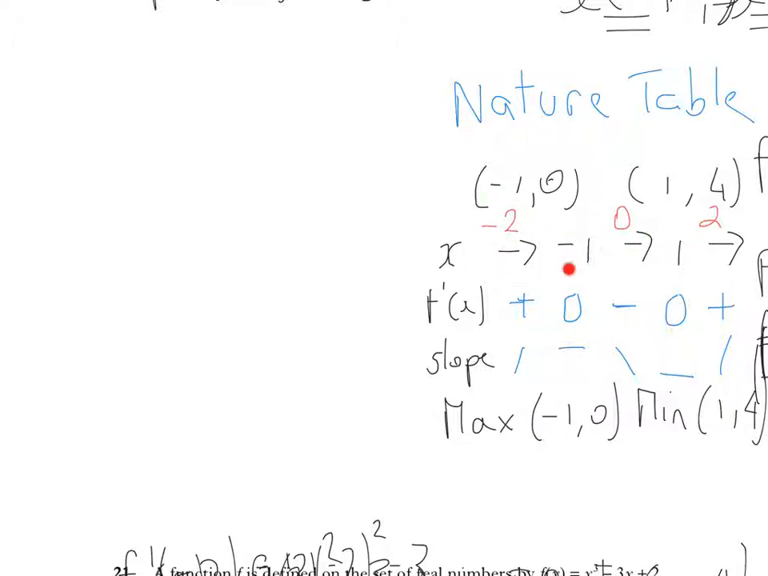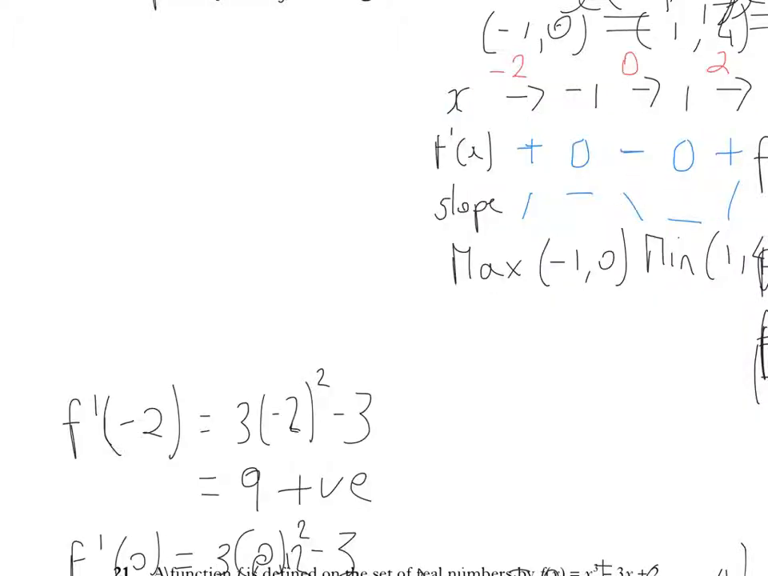I already know that the gradient at -1 and 1, those are stationary points, therefore those are points of 0 gradient. So I'm going to first of all investigate the gradient at -2. So sub -2 into the differentiated function. That's 3 lots of -2 squared minus 3. -2 squared is 4, times 3 is 12. 12 take away 3 is 9. That's a positive result. So I've got a positive here.